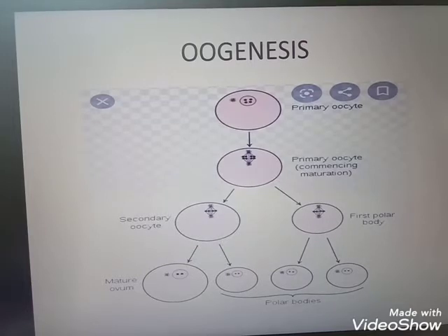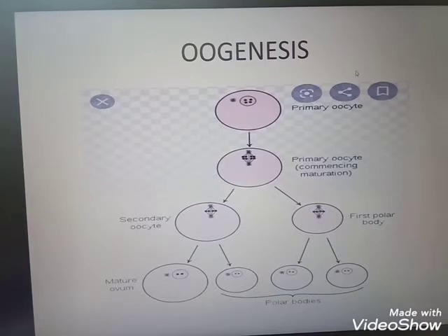In oogenesis, the oogonia cells have 46 chromosomes. That means it is a diploid condition. The oogonia cells undergo mitotic divisions and form the primary oocyte. So the primary oocyte also has chromosome number 46. This primary oocyte undergoes the first meiotic division and forms the secondary oocyte and one polar body. Okay, so here the number of chromosomes is 23 because the primary oocyte undergoes reduction division.